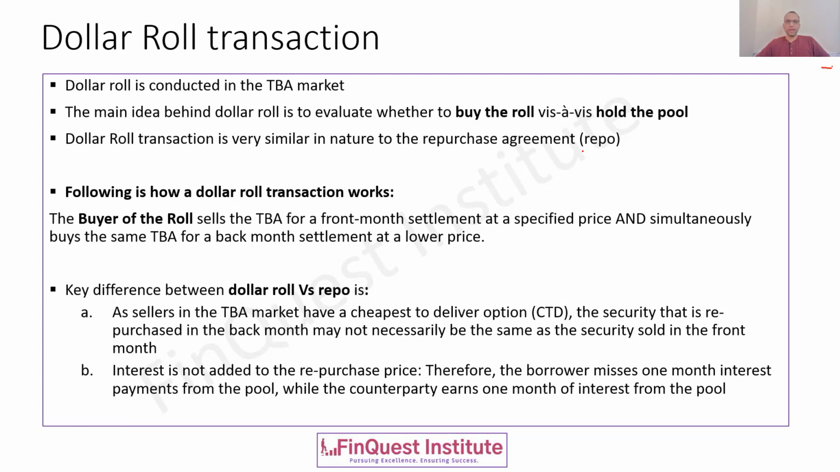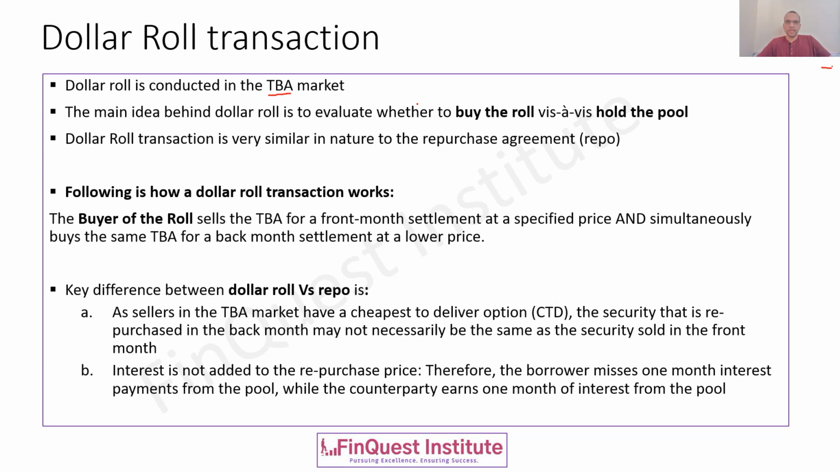In this video, we'll understand a dollar roll transaction. This is an important transaction which is done in securitized markets, specifically in the TBA market, which we call the To Be Announced market. As we know, for an MBS securities pool, we have a specified pools market and a to be announced market. These are the two avenues in which our transaction happens.